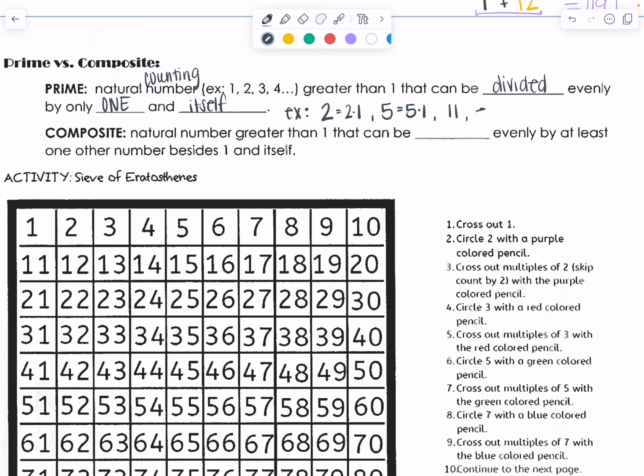11, etc. And we're actually going to look at all the prime numbers 1 to 100. Composite numbers are really just not prime. They're numbers that can be divided evenly by things other than 1 and itself. So an example of a composite number would be 4, because I can write 4 as 1 times 4, but also I can divide it by 2. Another one would be 12, because I can write it as 1 times 12, 2 times 6, or 3 times 4. So those are composite numbers.